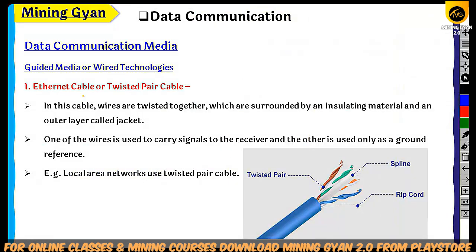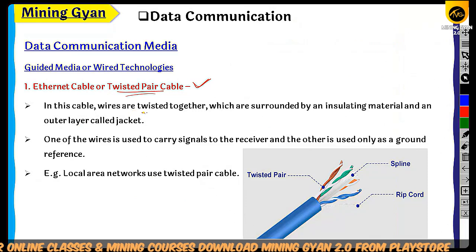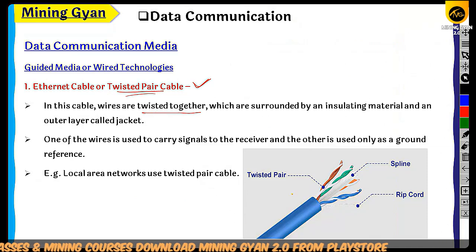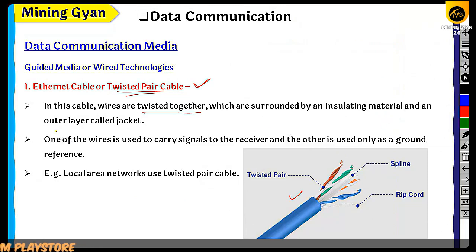The first one is the Ethernet cable, which is also known as the twisted pair cable. This is an important thing you have to remember: the Ethernet cable is also known as the twisted pair cable. In this cable, wires are twisted together, as you can see in the images. There are copper wires which are twisted pairs, surrounded by insulating material and an outer layer called the jacket. So basically, these are the twisted pairs.